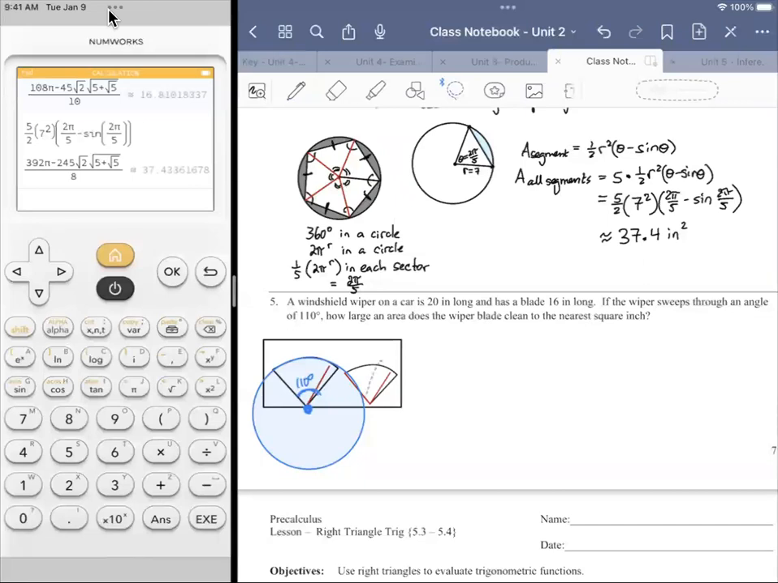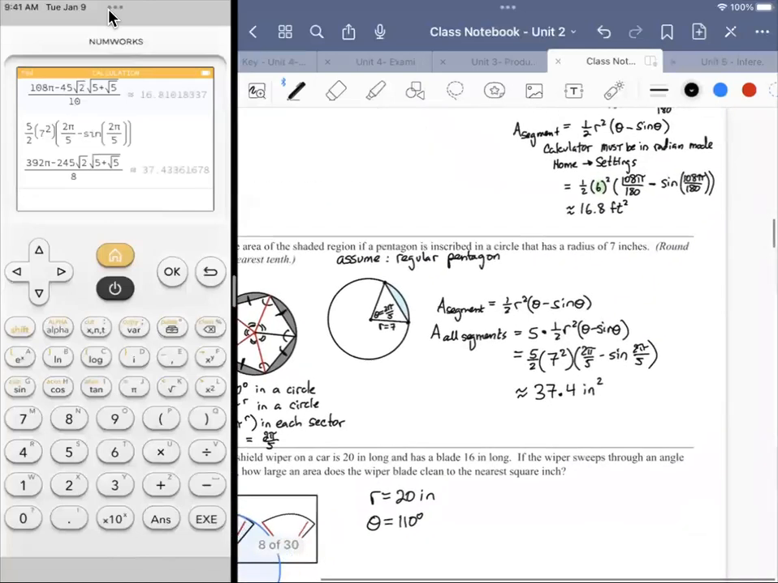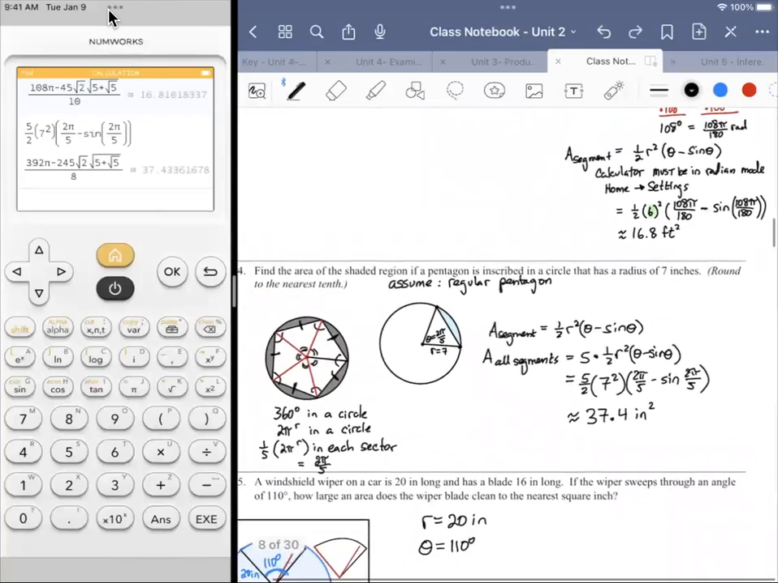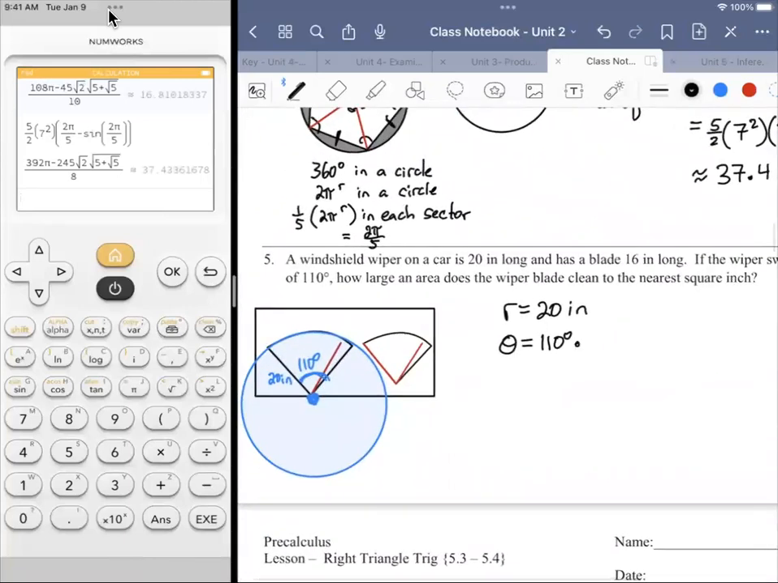I'll just put that over there. All right. So that's the other thing, diagnosing which method belongs with which type of question. The radius, they said, is 20 inches. So my radius is 20 inches. My theta value would be 110 degrees, but I need to get that over to radians. So instead of doing it the long drawn out way that I did before, I can just multiply by pi over 180.